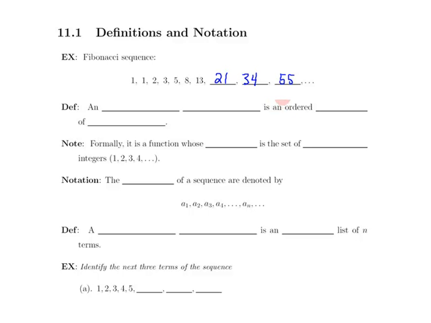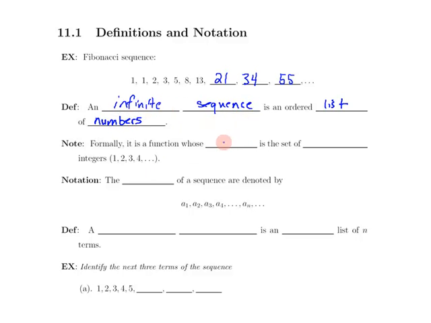So what is a sequence then? What do we mean by a sequence if I'm calling this a Fibonacci sequence? Well, basically, if I'm going to talk about an infinite sequence, all I mean by that terminology is that it's an ordered list of numbers. Okay? It's just a list. An infinite list goes on forever.